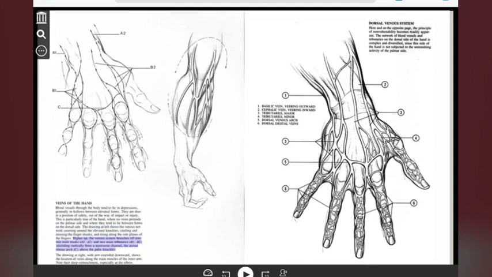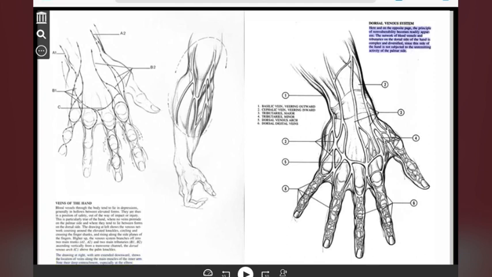Higher up, the venous system branches off into two main trunks, A2, and two main tributaries, B2, ascending vertically from a transverse channel, the dorsal venous arch, C, above the palm knuckles. The drawing at right, with arm extended downward, shows the location of veins along the main muscles of the inner arm. Note their deep entrenchment, especially at the elbow.